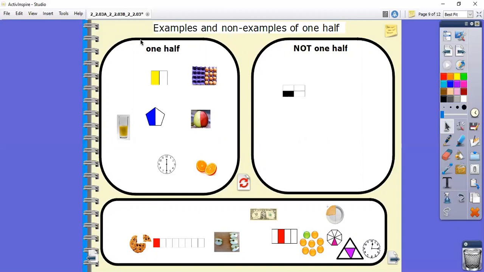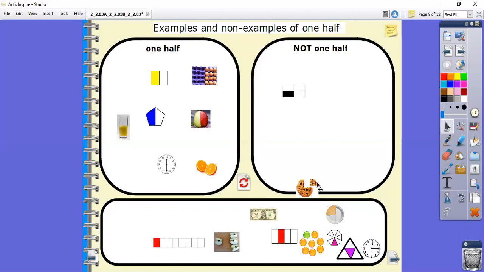So let's just take a look at why these are 1/2. Half of the square is colored in. Half of the pentagon is colored in. Half of the cup is filled. The hour is 11:30. Half of oranges, half of apple, and half of the entire carton of eggs.